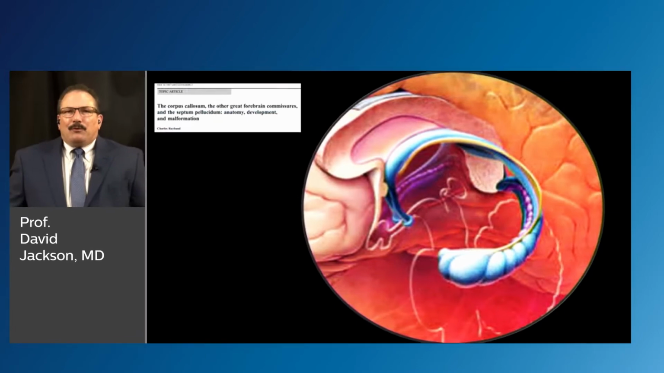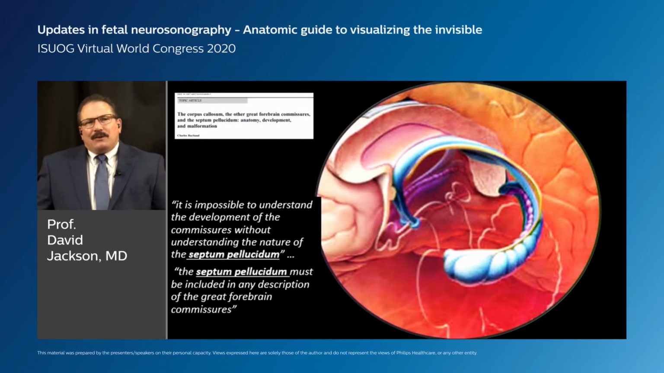The reason why this is critical is because it's impossible to understand the development of the commissures without understanding the nature of the Septum Pellucidum. It is the Septum Pellucidum which is included in any description of the great forebrain commissures, and today we're talking primarily about the Fornix and the Corpus Callosum. You can see it curves, and then it curves downward to have a relationship with the surrounding structures.